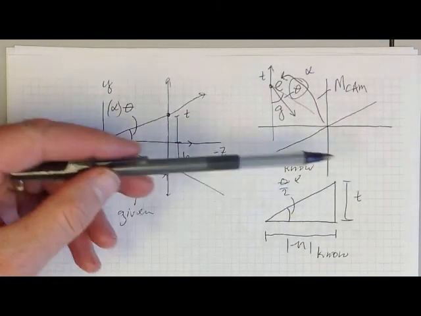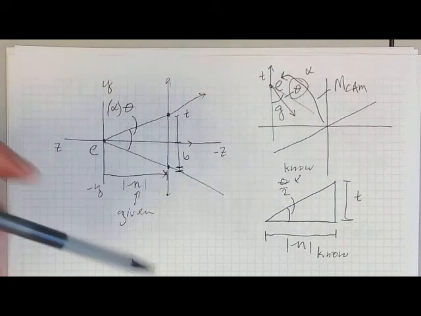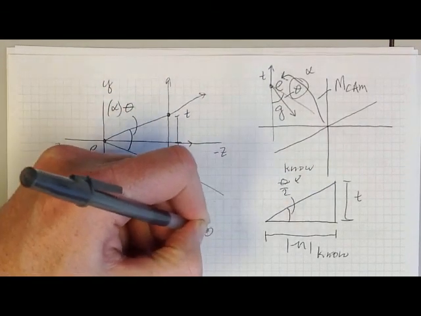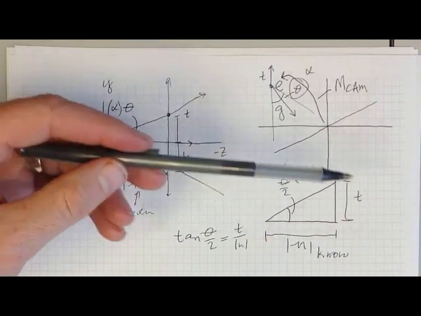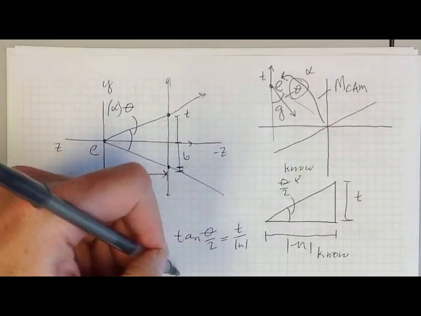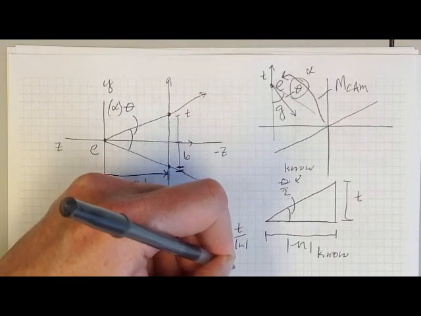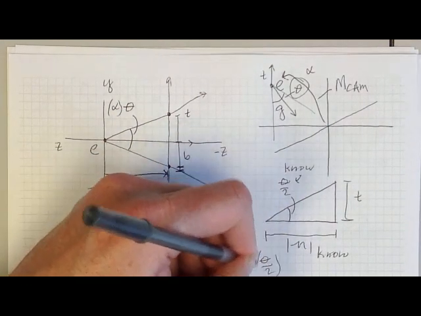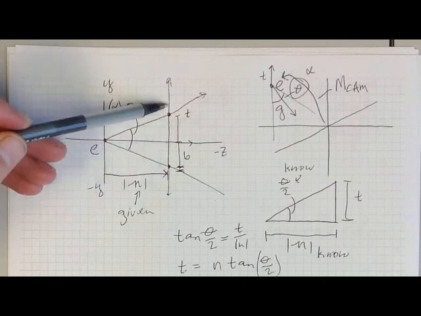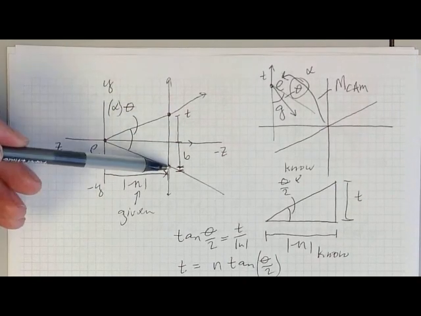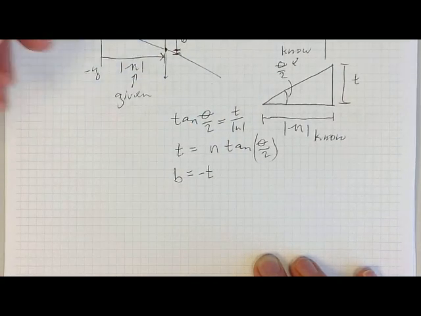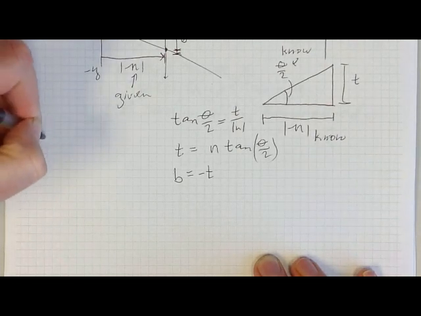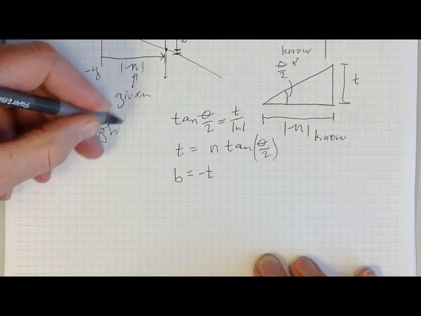Well, it turns out that the tangent of theta over 2 is T over N, so the tangent of theta over 2 is equal to T over the absolute value of N, because the tangent of an angle is the opposite edge divided by the adjacent edge. So that means that T is equal to N times the tangent of theta over 2. So now I've figured out where the top of the viewing plane is. The next thing I want to do is figure out where the bottom of the viewing plane is. Well, the bottom of the viewing plane is just in the opposite direction, the same distance as the top of the viewing plane. Great. The final thing I want to be able to do is to figure out where the left and the right edge of the viewing planes are.